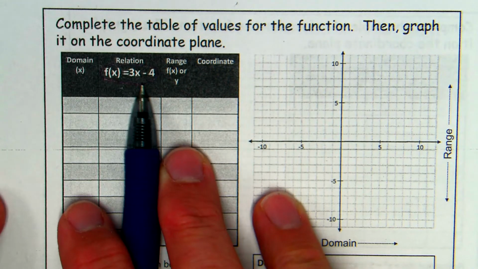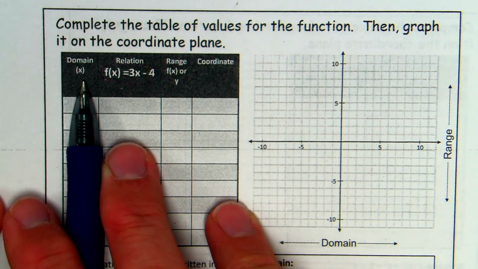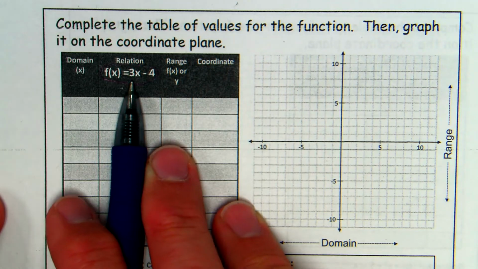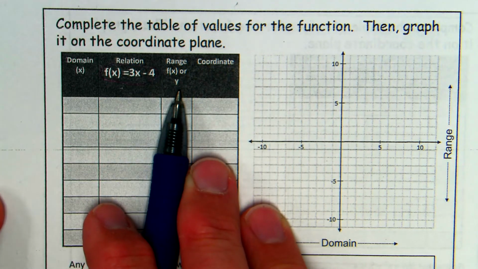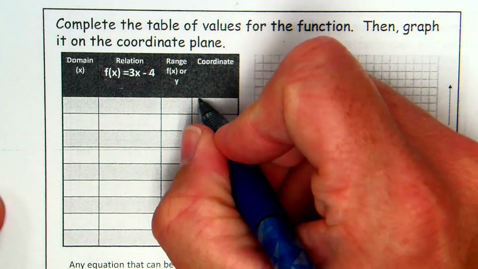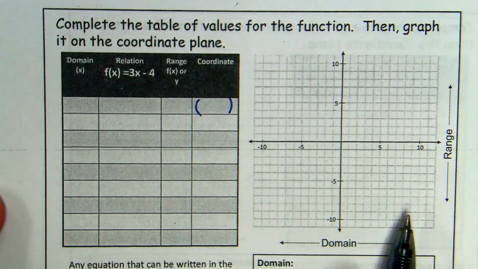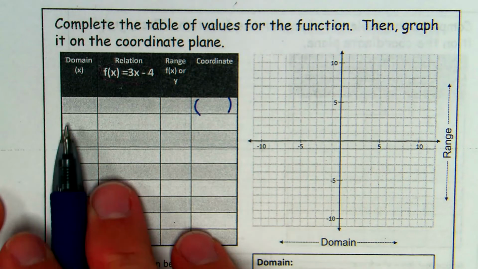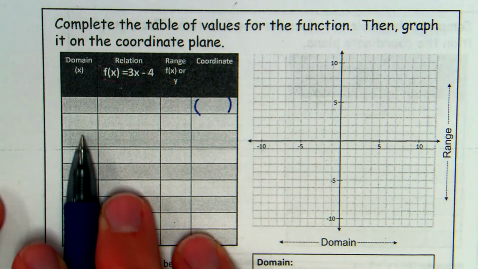Just like we talked about before, we're going to have a domain. The domain values go into the function, and they put out a range value. And then I'm going to take those and list them as coordinates that I can plot on a coordinate plane. Now, when I do this, hopefully the values that I pick will work.